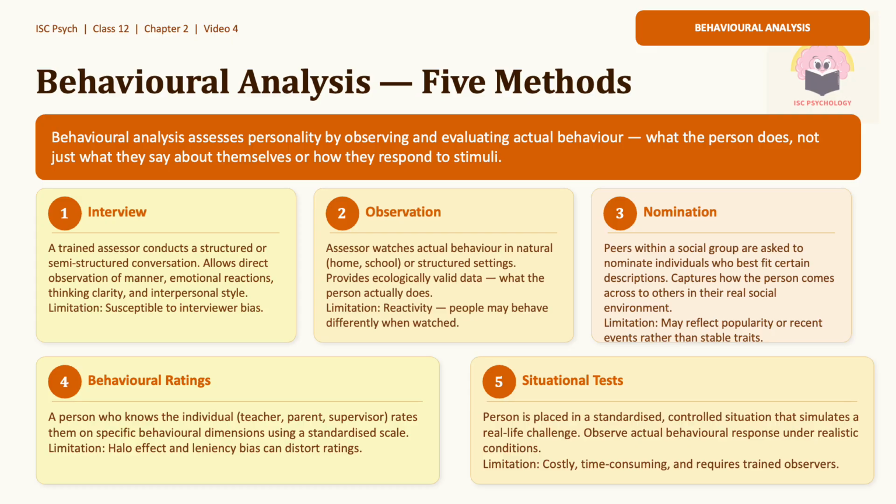Method 3, nomination. Nomination involves asking people within a social group, peers, classmates, or colleagues, to nominate individuals who best fit certain descriptions or show certain characteristics. For example, in a school setting, students might be asked, "Who in your class is the most helpful?" or "Who do you most enjoy spending time with?" The nominations received by each person are tallied to produce a peer-based personality assessment.